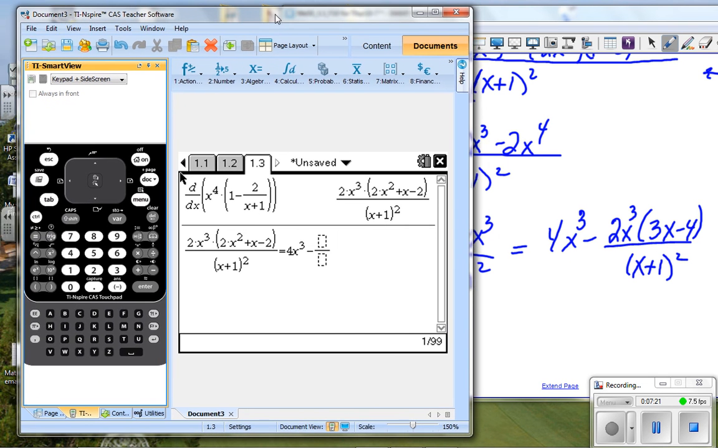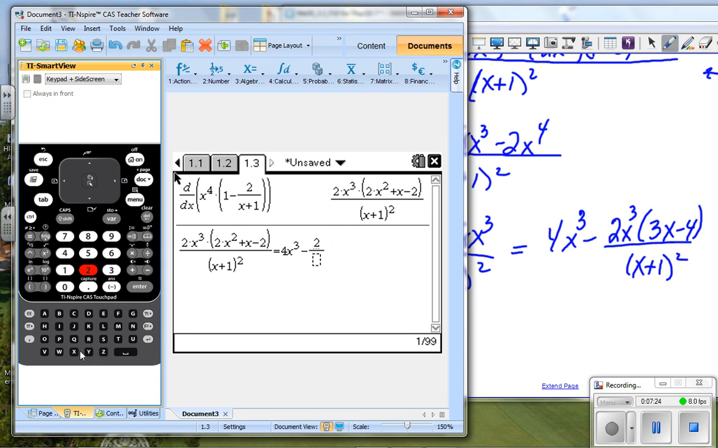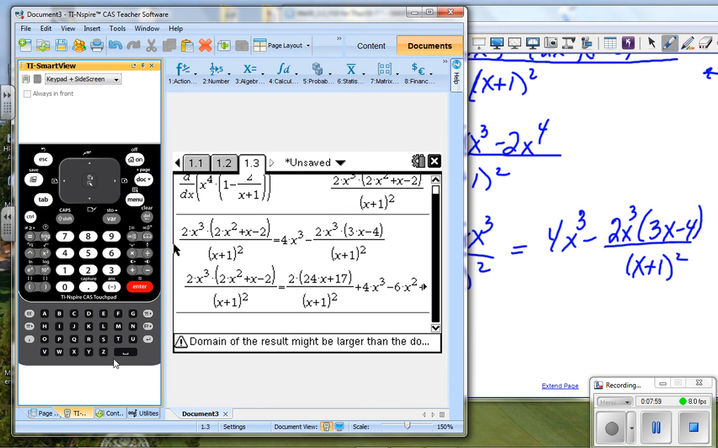Minus 2x cubed times the quantity 3x minus 4, divided by the quantity x plus 1, and we need to make sure we square that. Okay. Now, it looks like what they did was combine these as one fraction, so chances are that if we did the same thing, we'd have a correct answer, but let's see if in fact. Well, it doesn't come back as being correct.